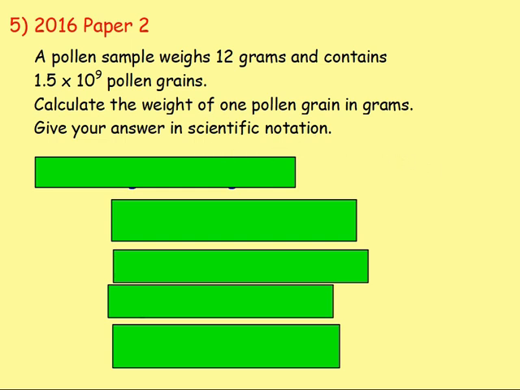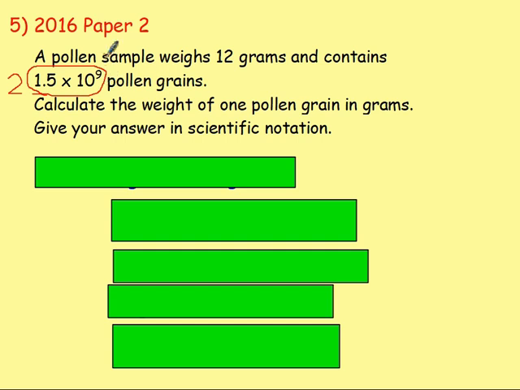Okay, let's mix this up. Once again, sometimes this number here, the 1.5 times 10 to the power of 9 pollen grains, the scientific notation, throws people. So let's imagine instead it wasn't 1.5 times 10 to the power of 9. Imagine if it was 2. Let's say it's 2 pollen grains.